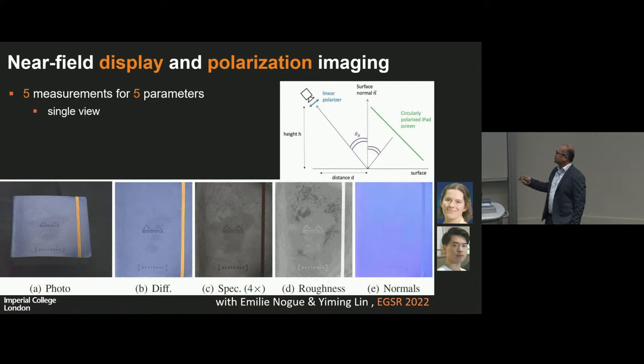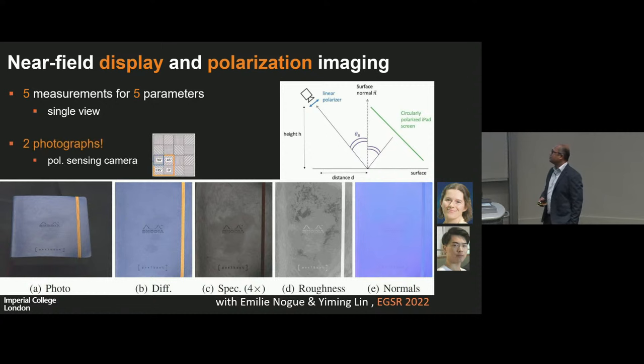If you were to use instead a more modern polarization sensing camera, where the camera sensor already has polarization filters at the pixel level, that means you can further reduce this to just two photographs. So this is where we're squeezing the number of measurements to less and less and extracting more and more out of it.